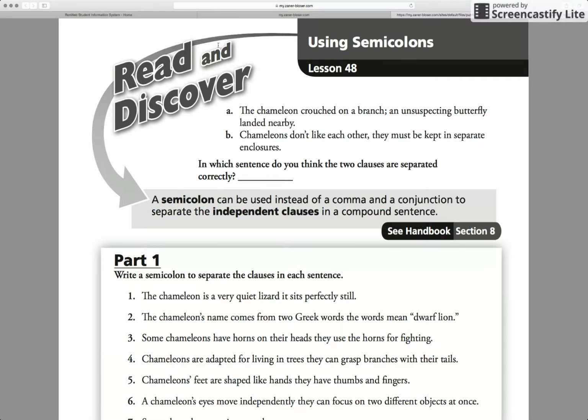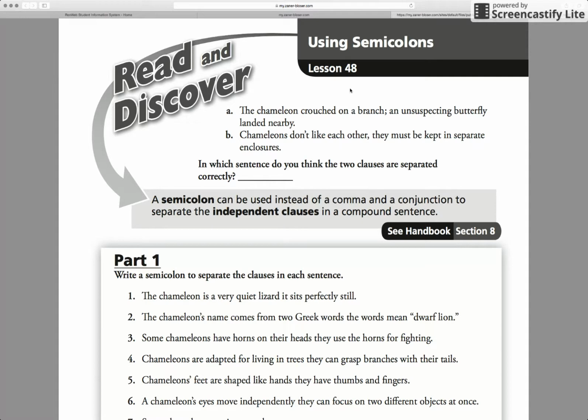Let's look at the sentences right here underneath Read and Discover. Sentence A says, the chameleon crouched on a branch. An unsuspecting butterfly landed nearby. Sentence B says, chameleons don't like each other. They must be kept in separate enclosures. In which sentence do you think the two clauses are separated correctly? If you said A, you are correct.